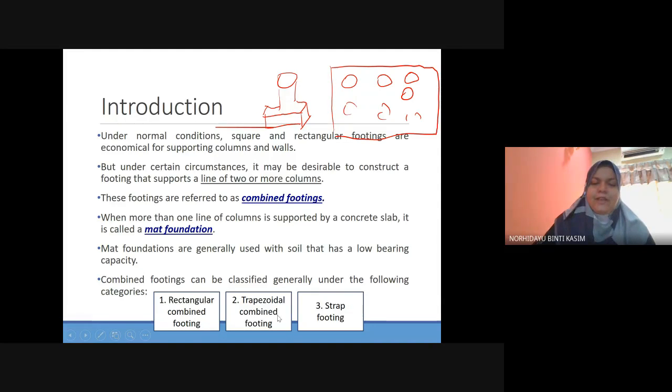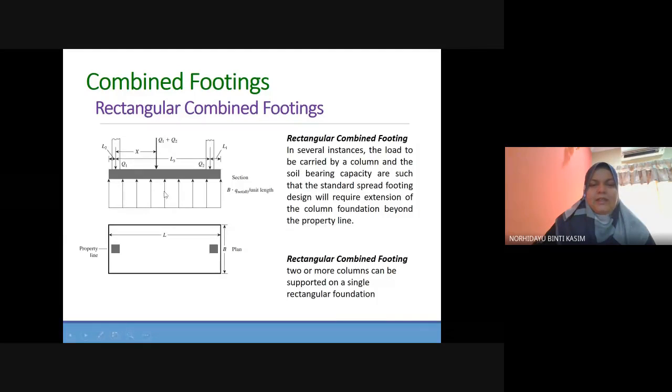So we have rectangular combined footing, trapezoidal combined footing, and strap footing. So this is the photo of the rectangular combined footing. When you have more than one column, you can combine the footing. And then this is the column, and this is the combined load, the resultant load, a combination of the loads from column 1 and column 2, so Q1 plus Q2.